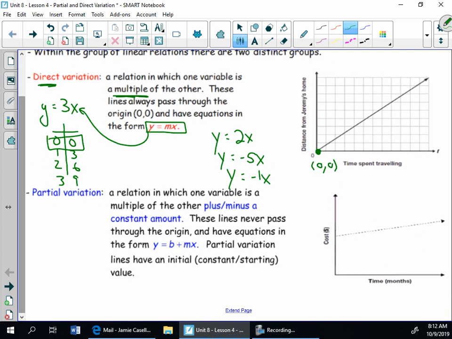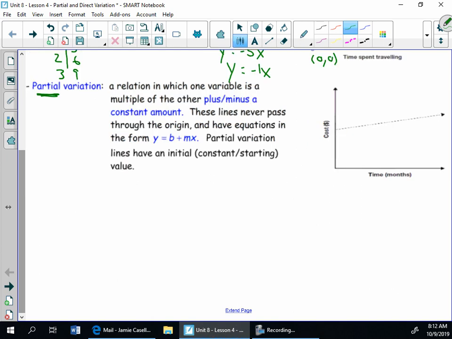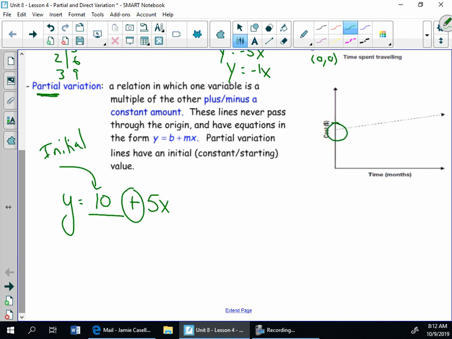The other option has been called a partial variation. In this case, this is kind of the ones we've been dealing with over and over again. We have an initial value, something, plus the multiple. Okay. So you can always see if you have a plus or minus sign in your equation, that this is going to be a partial variation. These ones, because they have an initial value, always start somewhere besides 0, like up there, or here, or there. Okay. They're not starting down here in the corner.